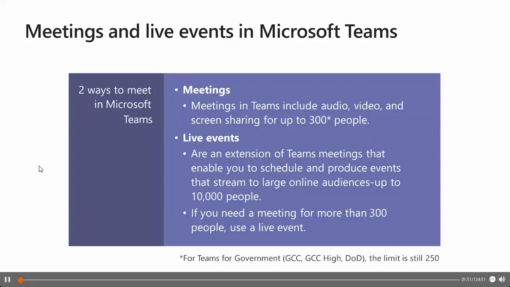The next part is the live event. Live events are an extension of the Teams meeting itself, and they enable you to schedule and produce events that stream to large online audiences, for example up to 10,000 people. So if you need a meeting for more than 300 people, just use a live event. A short side note on that: for Teams for Government, GCC, GCC High or DoD, the limit is 250.